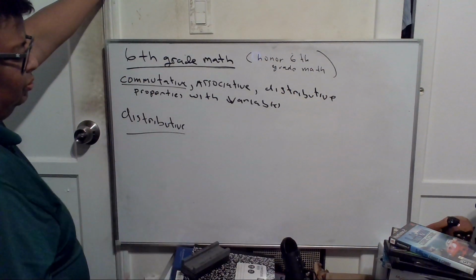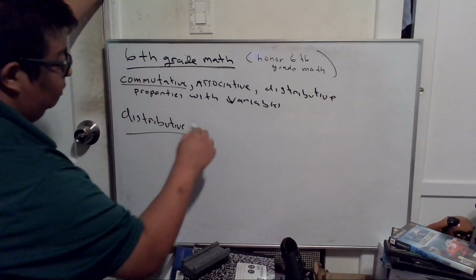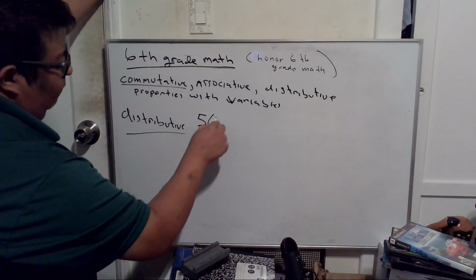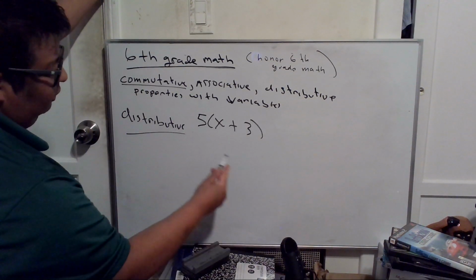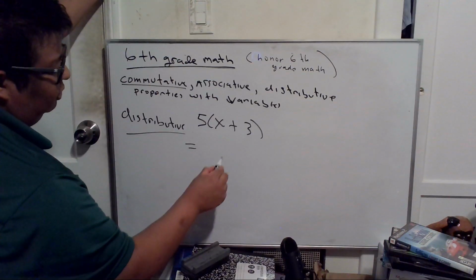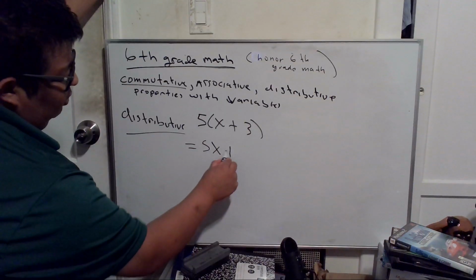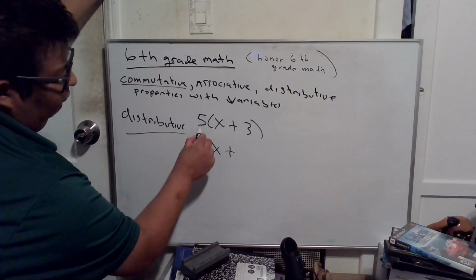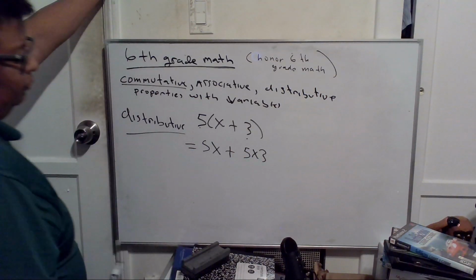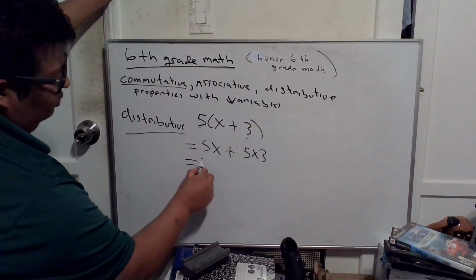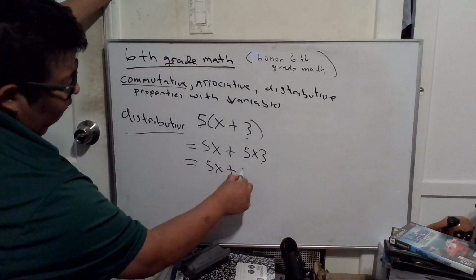What I like to show students to do is as follows, so they don't confuse themselves. So it's called like this: 5 times x plus, let's say, 3. I would tell them to write the whole thing, so don't skip steps. So I would do 5x plus, and this is where I tell them to write it, 5 times 3. So you write 5 times 3. And then what do you do? You simplify. So 5x stays 5x, and then plus 5 times 3, 15.